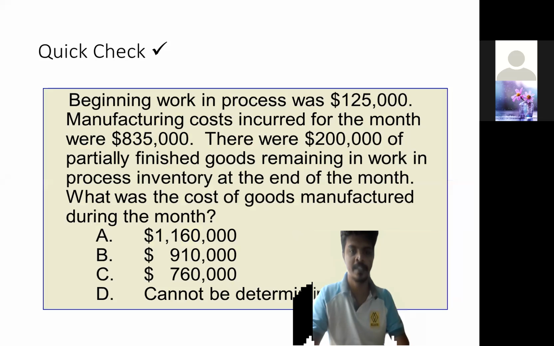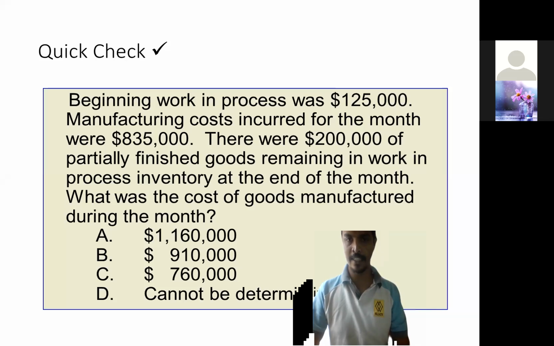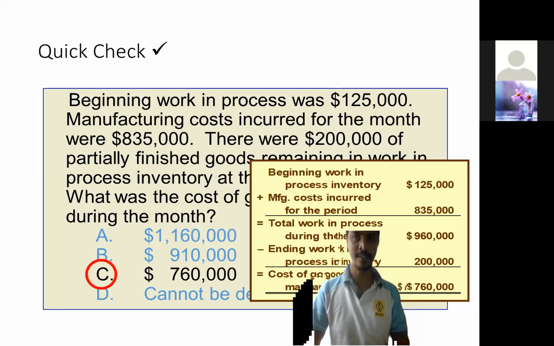Okay. Then what about this? Tell me the answer for this one. Beginning work in progress was 125. Manufacturing cost incurred for the month were 835. There were 200 of partially finished goods remaining in the work in progress inventory at the end of the month. This is closing inventory. What was the cost of goods manufactured? Tell me the answer.